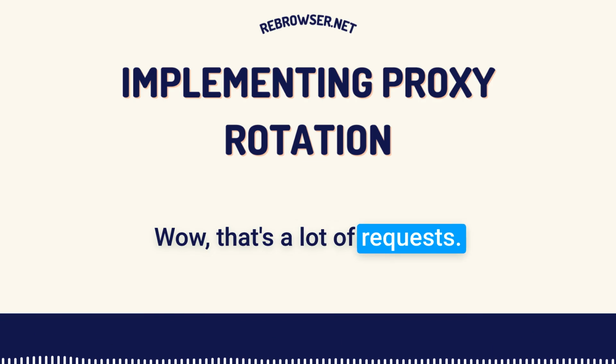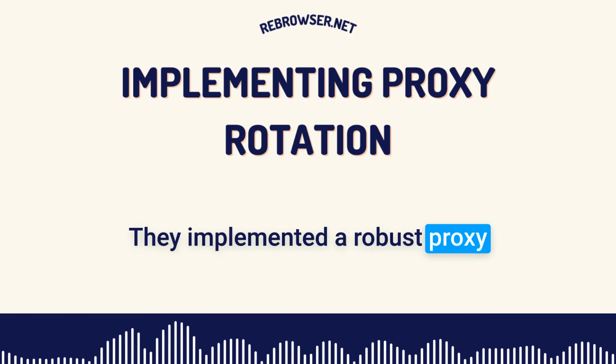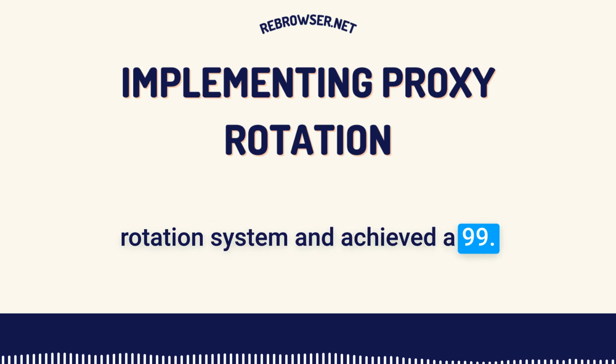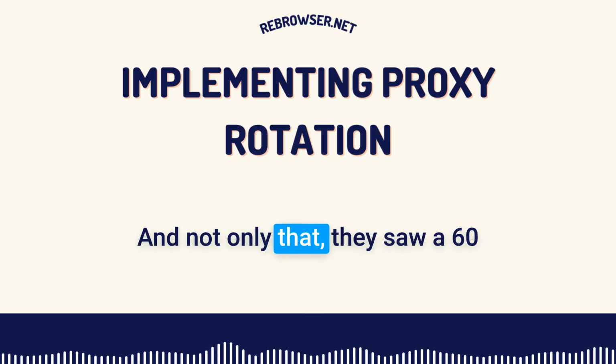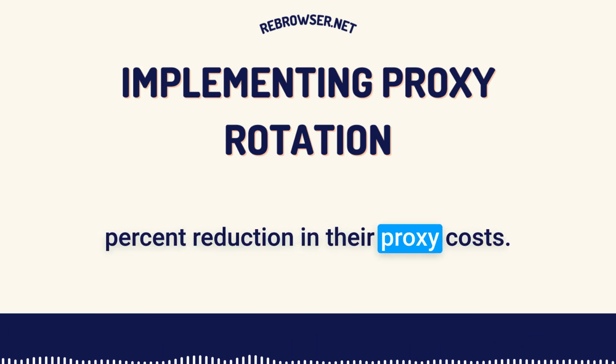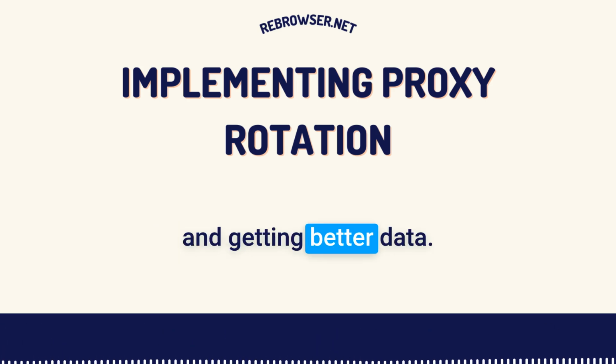Wow, that's a lot of requests. They implemented a robust proxy rotation system and achieved a 99.8% success rate. So they were getting the data almost all the time. And not only that, they saw a 60% reduction in their proxy costs. So they were saving money and getting better data.